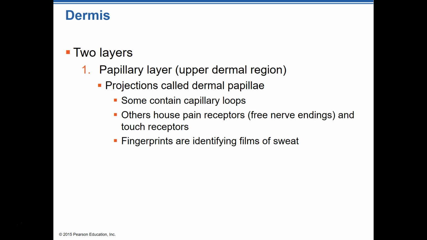Some of them contain capillary loops. Others have pain receptors. And these are responsible for our fingerprints. They're very unique from individual to individual. They say that these are created from us bumping around in our mother's womb and tactilely touching things with hands and feet, and the way that those capillary loops grow is what creates our fingerprints.